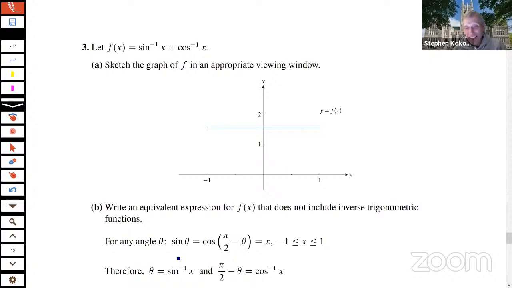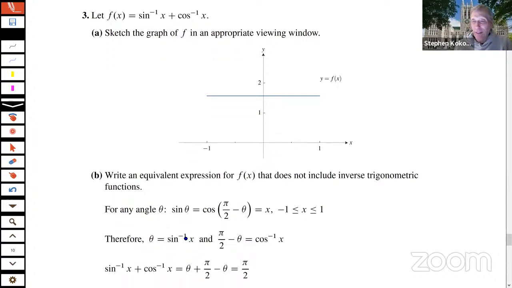How can that be? So what I'm going to try to do here in part B is to write an equivalent expression for f of x that doesn't include any inverse trig functions.